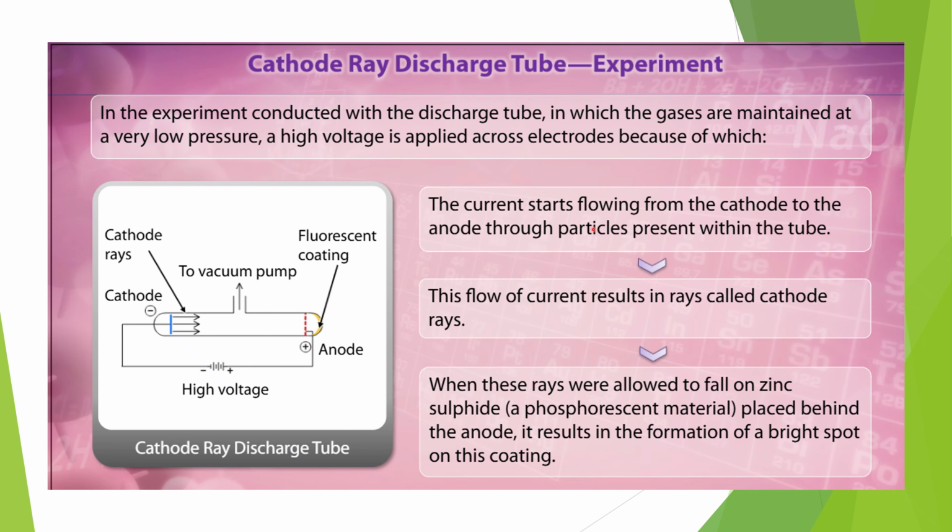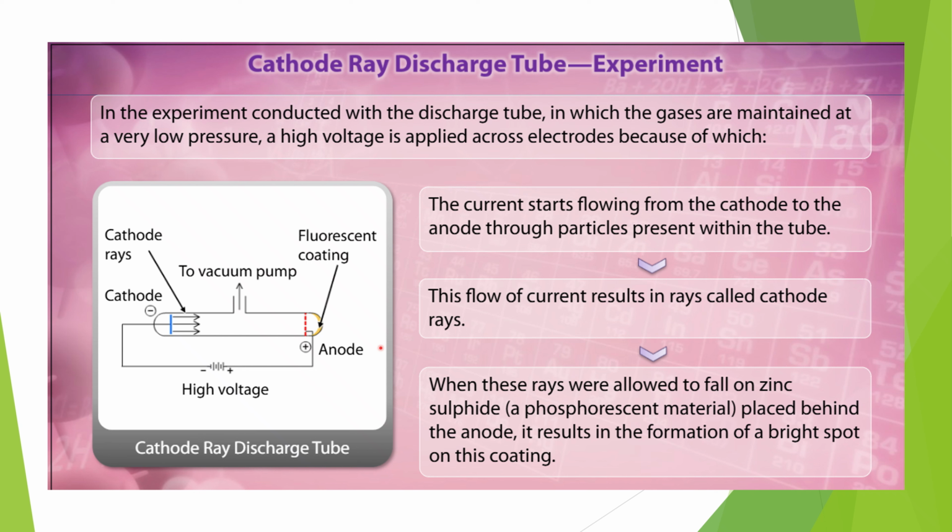Now let us get into the detail of the cathode ray discharge tube. Here, first, the current started flowing from the cathode to the anode. So you can see as we turn on the circuit, the current started flowing from the cathode towards the anode. What happened in the second step? The flow of the current results in a ray called cathode rays. As we started this experiment, we found out that some rays were generated from the negatively charged terminal and they moved towards the positively charged terminal.